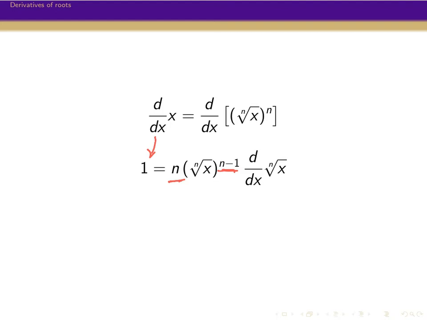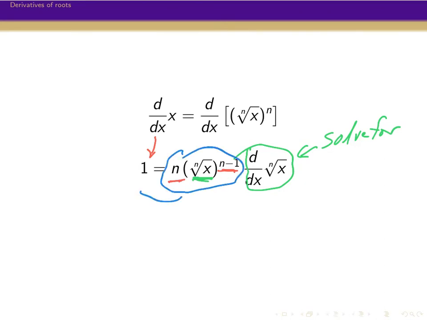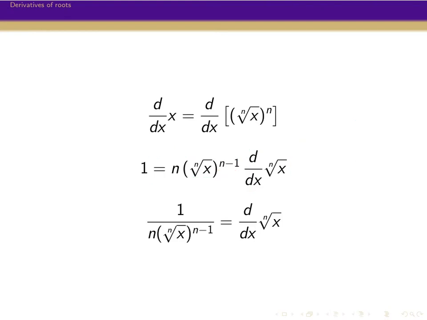And then we've got plugging the inside in, and then multiplying by the derivative of the inside, which is the derivative we want. So this is what we're going to solve for. And same as before, all we're really going to do, take this, divide it over, and this is what we get. This is what we end up with. So if you want to take the derivative of the nth root of x, it's going to be n times the nth root of x raised to the n minus 1 power.